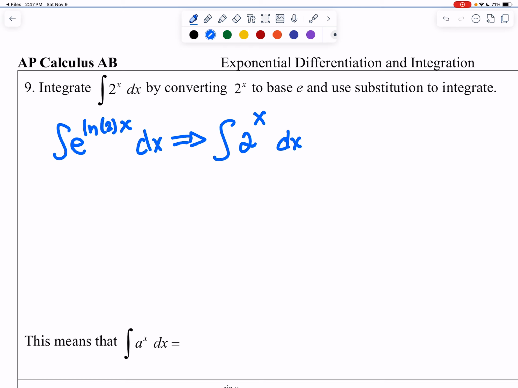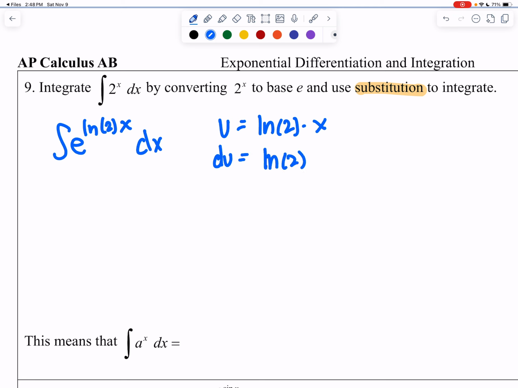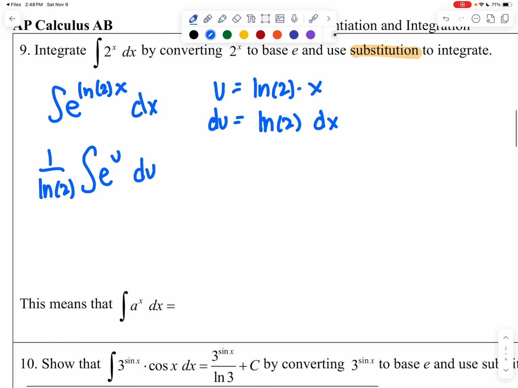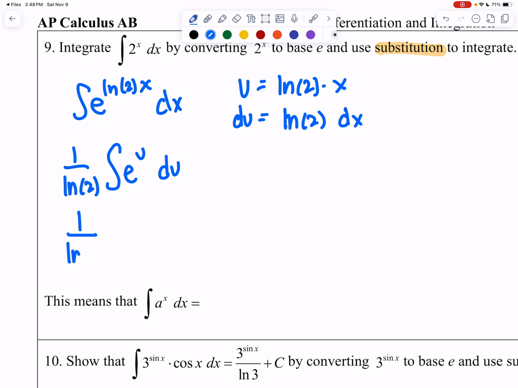So now that we have e to the ln of 2 times x using base e, I'm going to go ahead and use substitution by letting u be ln of 2 times x, which means that du is just going to be ln of 2 dx. Now, if that's the case, I'm going to have 1 over ln of 2 e to the u du. I'm going to integrate e to the u, and that's just going to be e to the u. So now I have 1 over ln of 2 e to the u plus c.